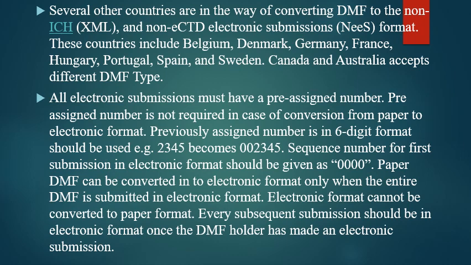Now, electronic submissions must have a pre-assigned number. The pre-assigned number is not required in case of conversion from paper to electronic submission. However, a paper DMF can be converted to electronic format only when the entire DMF is submitted in electronic format. An electronic format cannot be converted to a paper format.